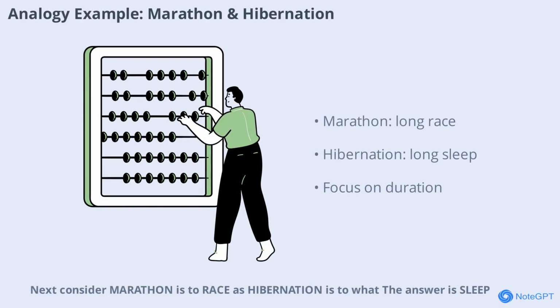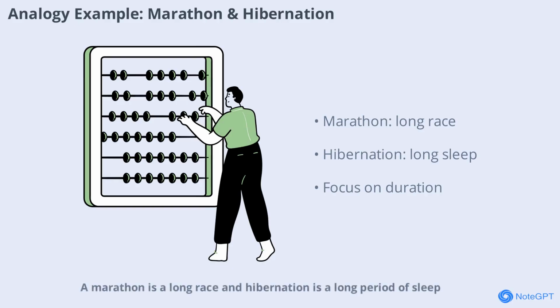Next, consider. Marathon is to race as hibernation is to what? The answer is sleep. A marathon is a long race, and hibernation is a long period of sleep. This analogy is based on the duration and nature of the activity. When solving such questions, think about what the first word represents and find a parallel in the second pair. This method will help you tackle analogy questions with ease.